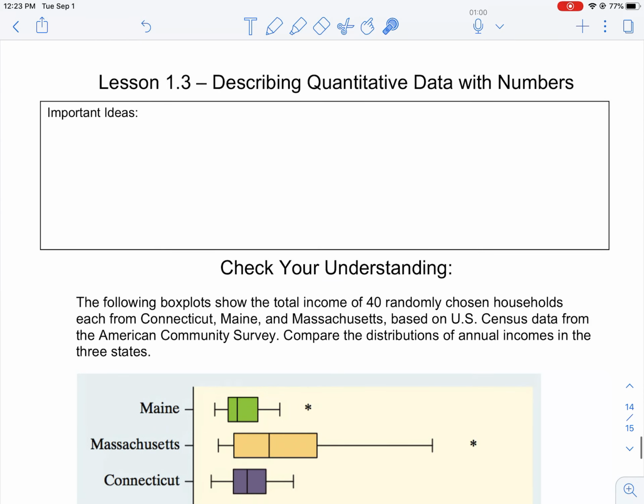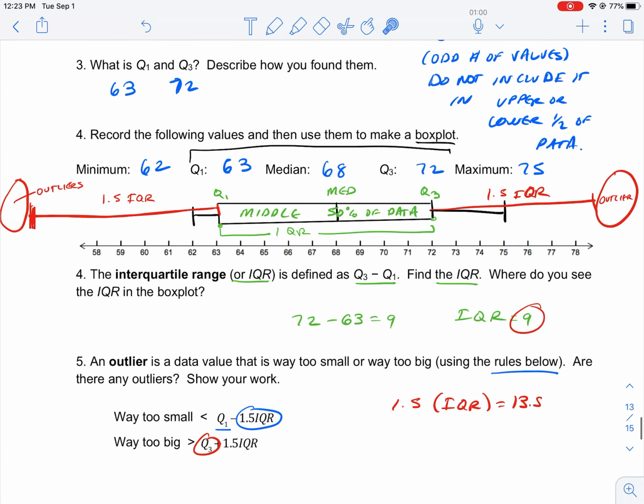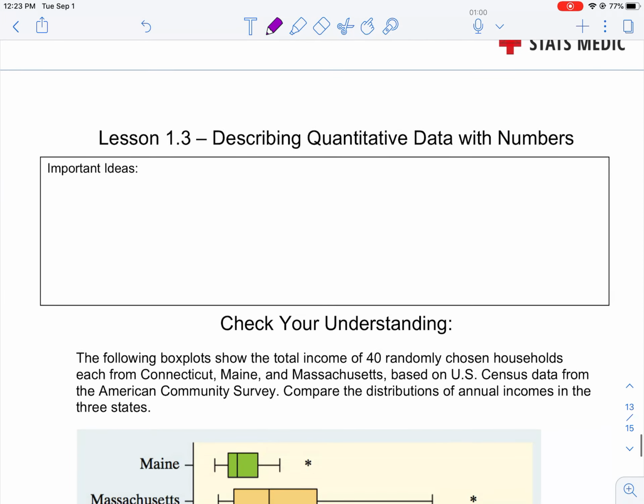So this brings us to our important ideas. Oh, wait, hold on. There's one more thing. I almost forgot. Outliers are going to be denoted by stars. So if I happen to have a value that is an outlier, I want to denote that with a star, and then my whisker is going to come to that data point that's above the lowest one that's an outlier.